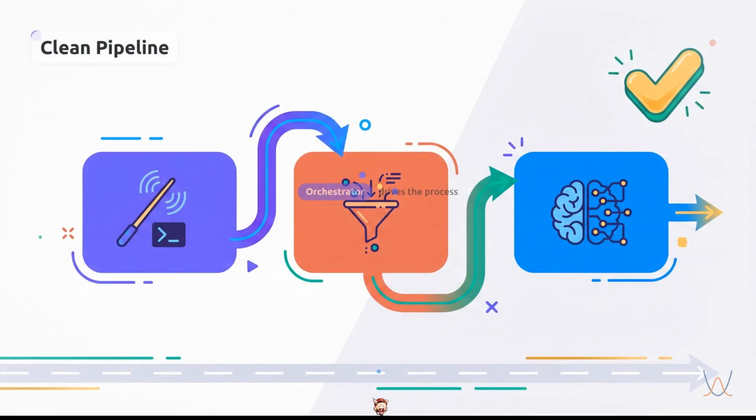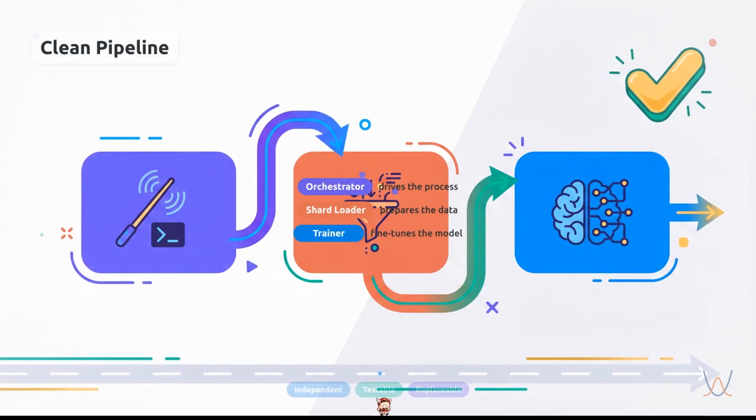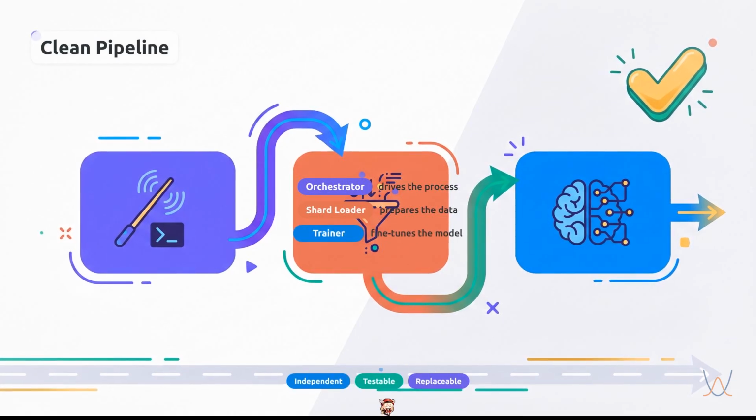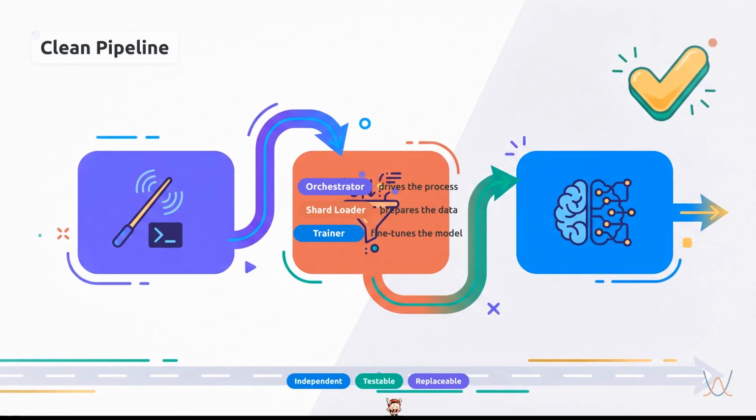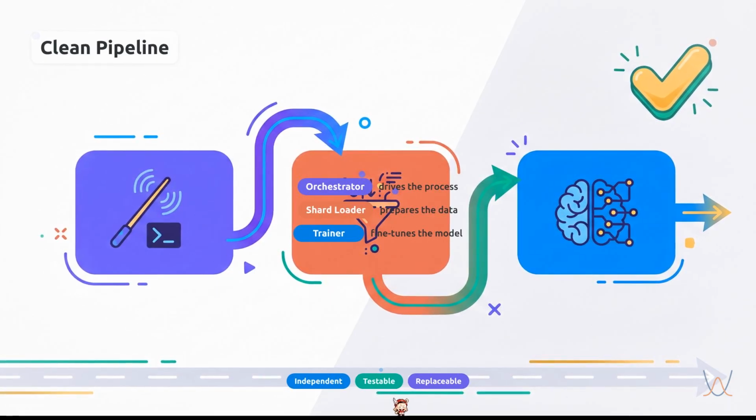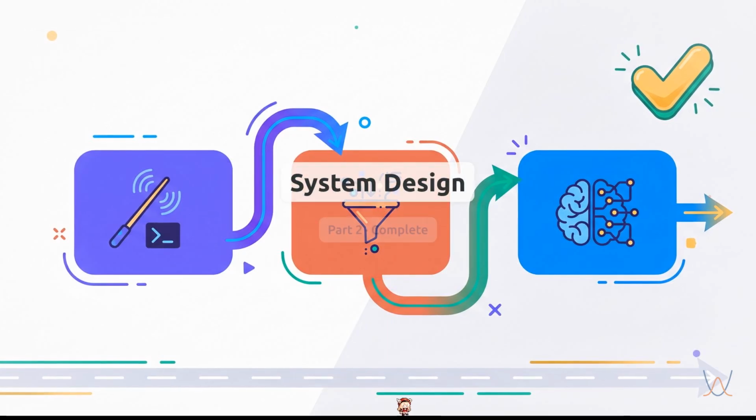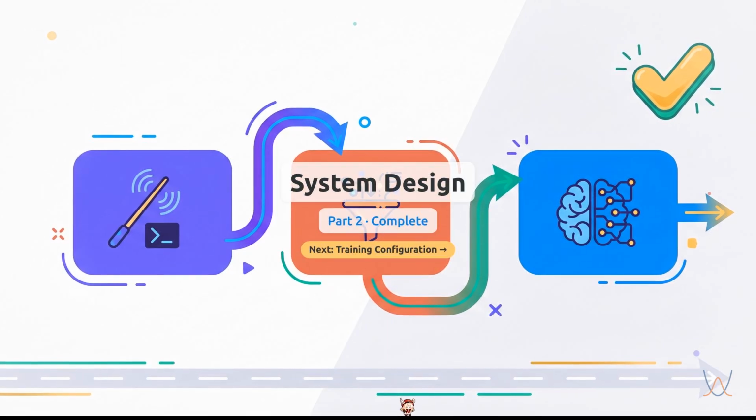Together, these three components form a clean pipeline. The orchestrator drives the process, the shard loader prepares the data, and the trainer fine-tunes the model. Each piece is independent, testable, and replaceable. That's the system design. In the next part, we'll walk through the training configuration and results.